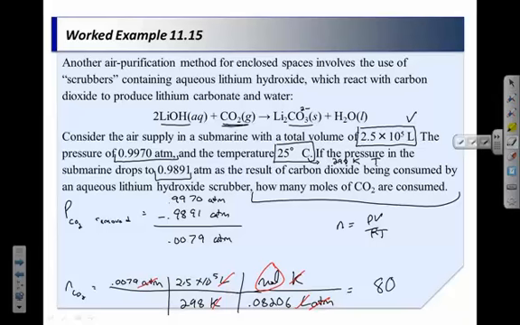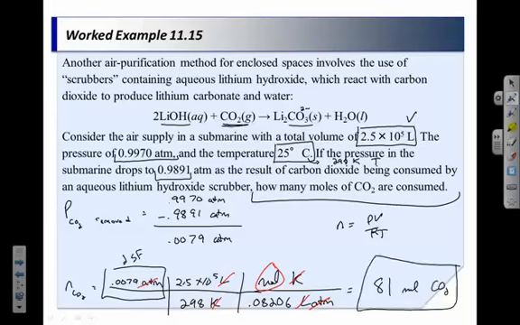81. Got to round to 2 sig figs because I only have 2 on the 0.0079. 81 moles of CO2. If I wanted to know how many grams that was, I would just use the molar mass of CO2, convert it from the periodic table, convert it from moles to grams.